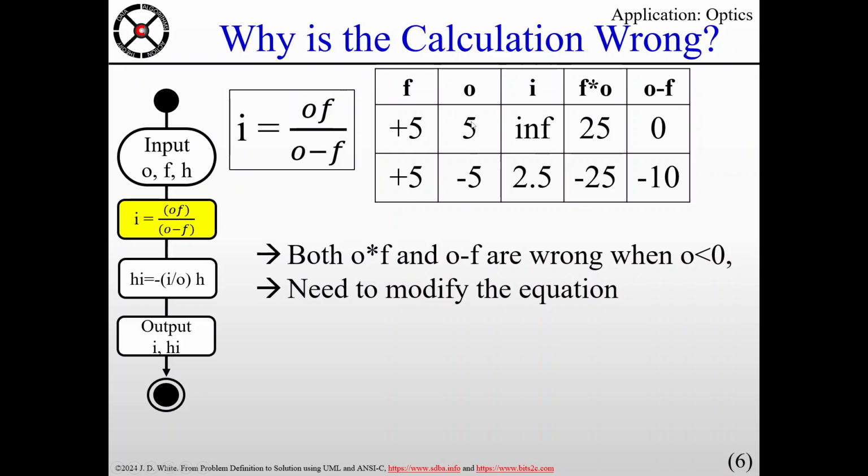So this is object on the left side. If object is on the right side, O comes out as minus 5. Our program calculates O as minus 5. And then F times O is minus 25 and not regular 25. O minus F is not 0, it's minus 10. So clearly, we need to modify the equation, right? Because the calculation is wrong and O minus F is wrong when O is less than 0.